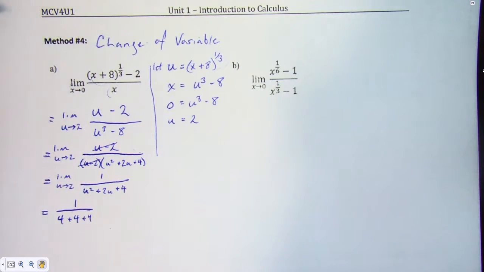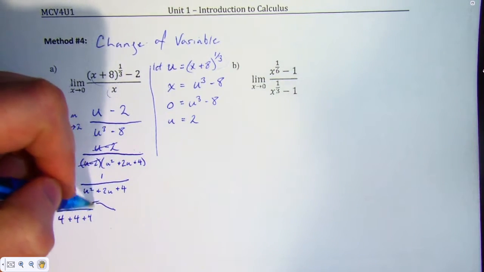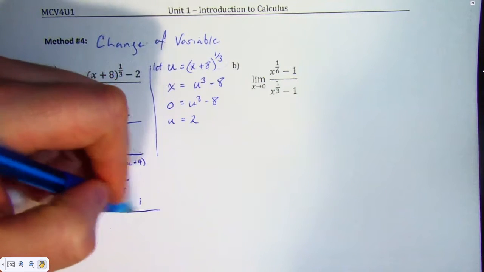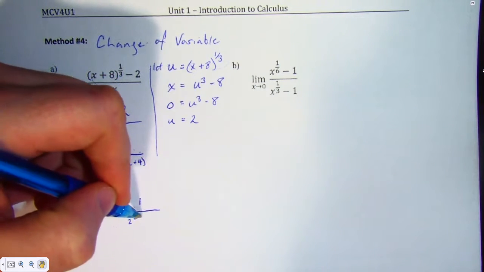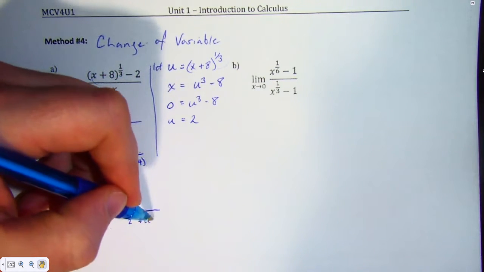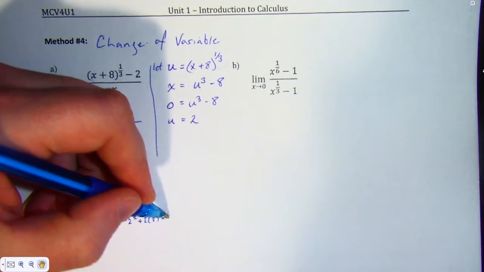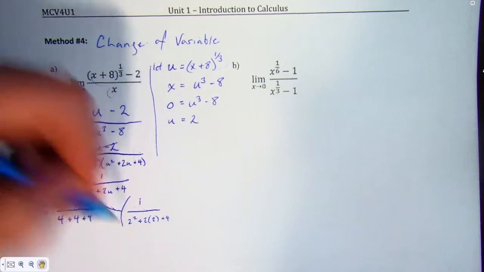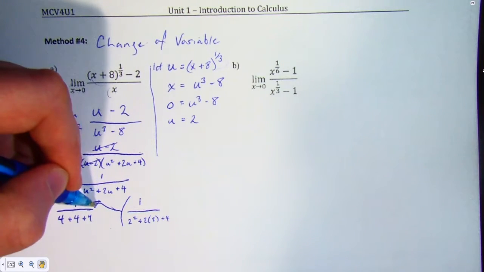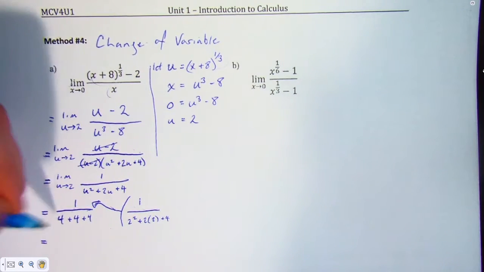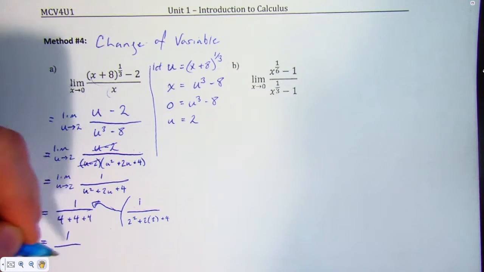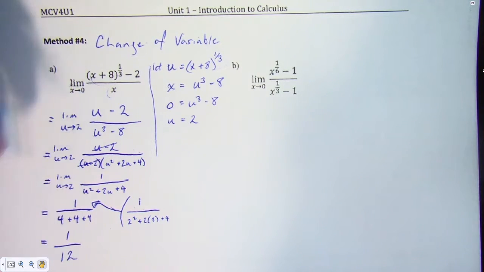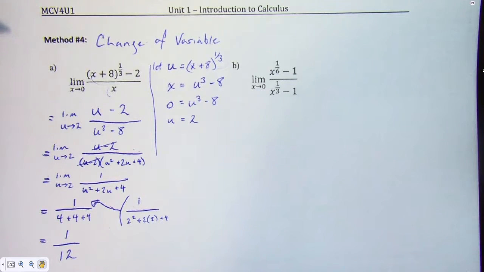I skipped a step there. I shouldn't have skipped that step. I'll write it over here. We should add 1 over 2 squared plus 2 times 2 plus 4. So there's the step that should have gone in there. I just got excited. Okay, and so 4 plus 4 plus 4 is just 12. So we're left with 1 over 12. And that's our answer.